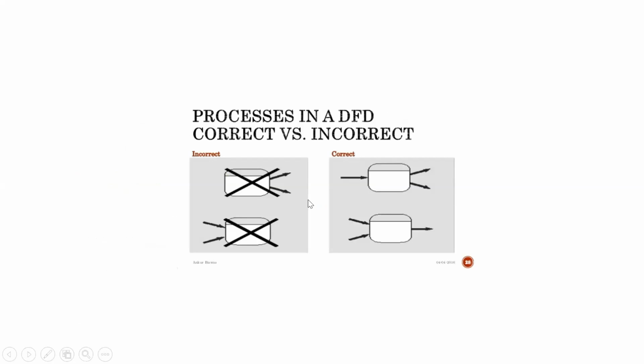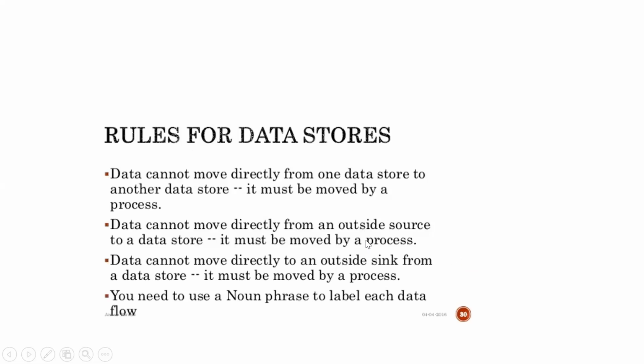What is incorrect in drawing a DFD is that a DFD cannot have only output. Any DFD cannot have only input. This is called an unbalanced DFD. So you should have a balance for the DFD wherein input is provided, then the output is given out of the process.